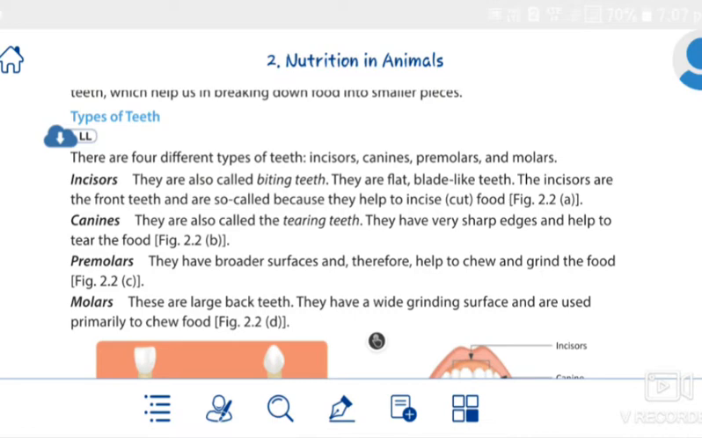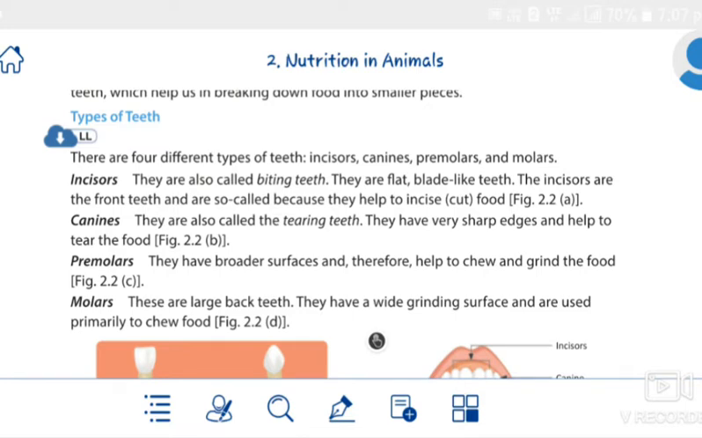Here we studied about incisors. Incisors are biting teeth. 4 in the upper jaw and 4 in the lower jaw, so a total of 8 incisors. The incisor is called a biting tooth. And the second one is canine.